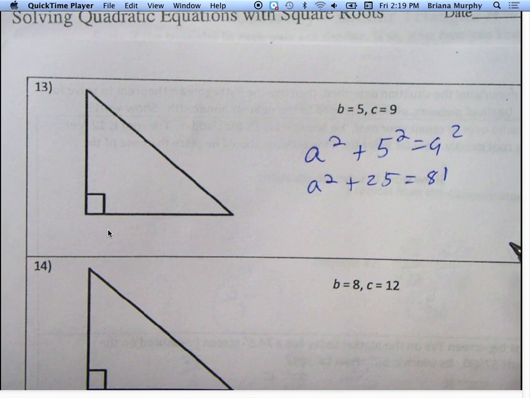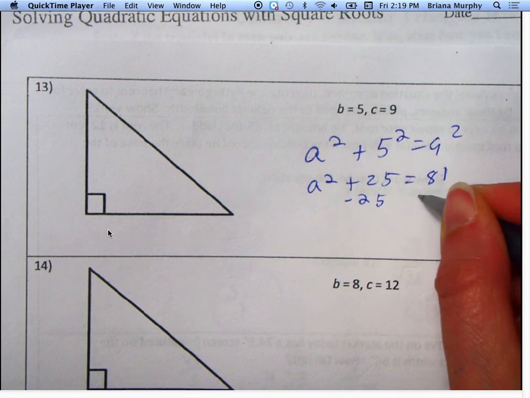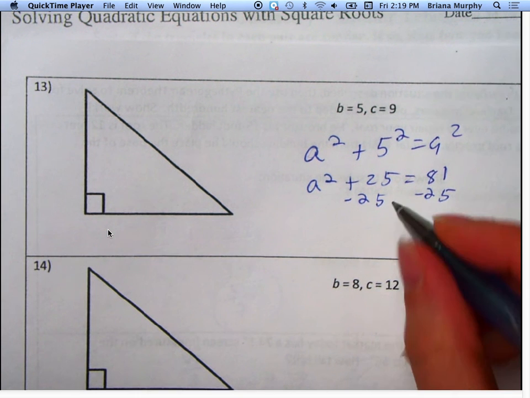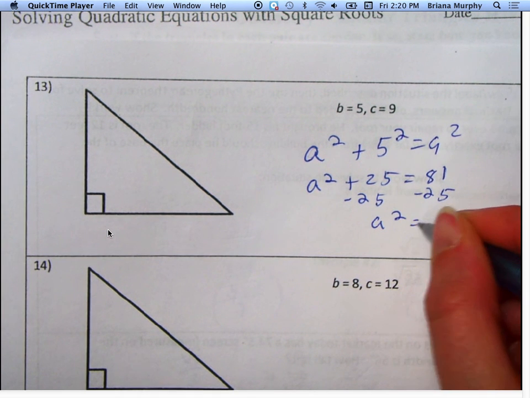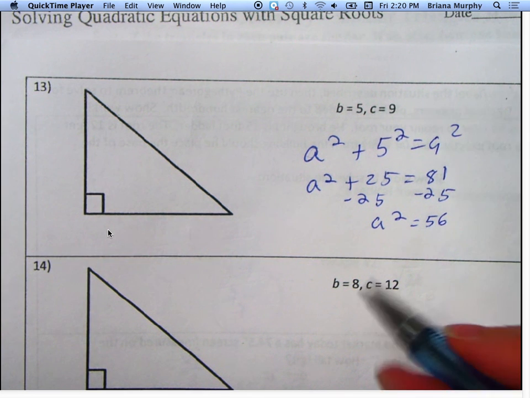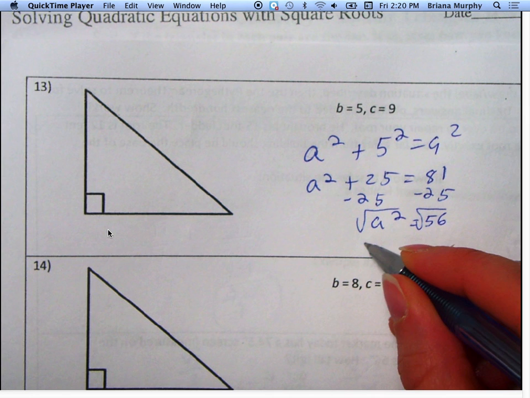Rocco and Cameron, you guys paying attention? Yes, Miss Murphy. Of course, Miss Murphy. Subtract 25 from both sides. And I get a squared equals 56. Now I'm going to square root it. What two numbers multiply to give you 56 where one's a perfect square?